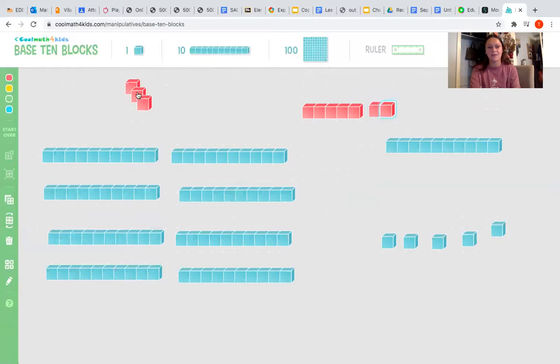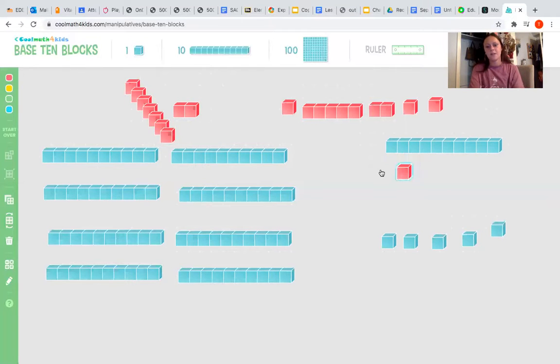Sorry, it's taking me a minute on the computer. So now we're going to do the exact same thing for our other long. So we need 10 more units. So for this long, we need 10 more units. So we have 1, 2, 3, 4, 5, 6, 7, 8, 9, and 10.